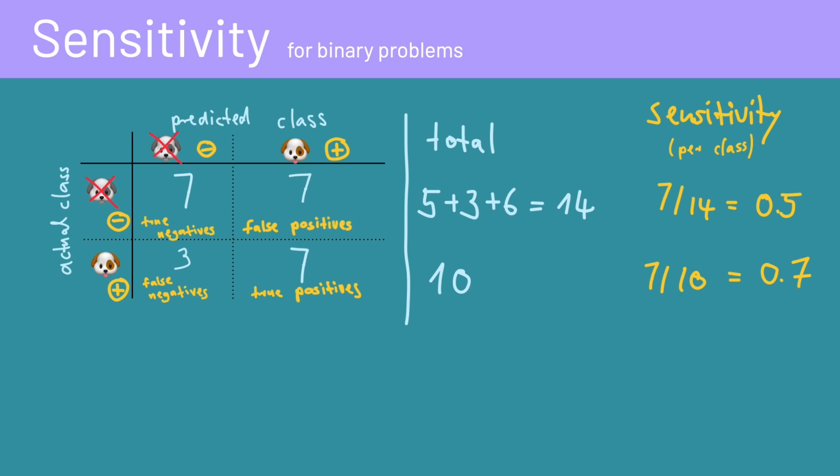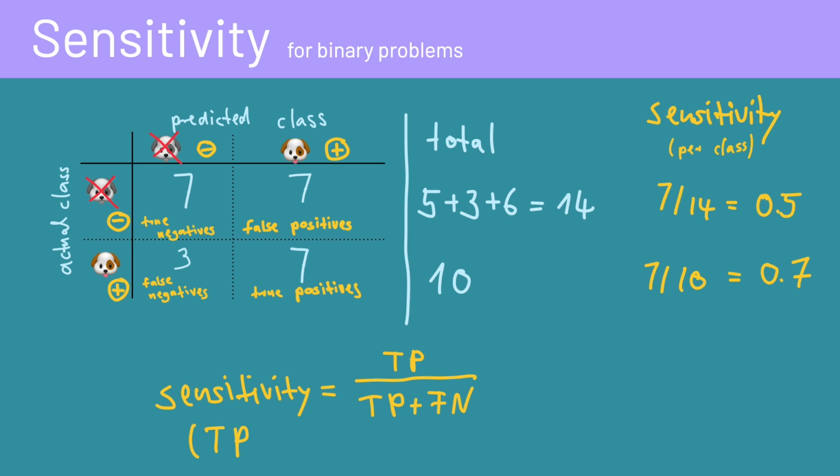We can then define the sensitivity with these as the true positives over the sum of the true positives and false negatives. It is thus the rate of true positives in the actual positives and therefore also referred to as the true positive rate or TPR.